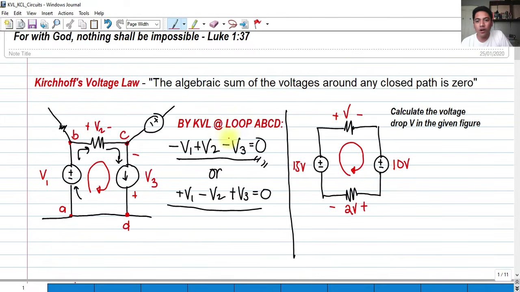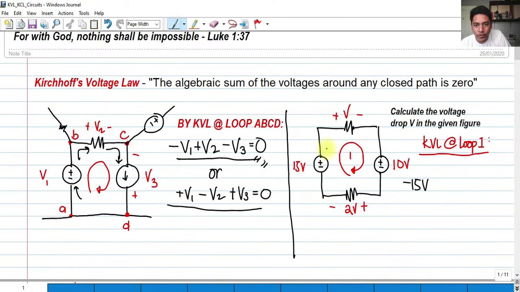Okay, so the solution is, we have a KVL at loop 1, this is a closed path. We call it KVL at loop 1. So what will happen is that, again, we start writing the KVL equations. We start here from 15 volts. If the current is in this direction by conventional current flow, it enters the negative terminal of the 15 volts. So we have negative 15 volts as it goes.